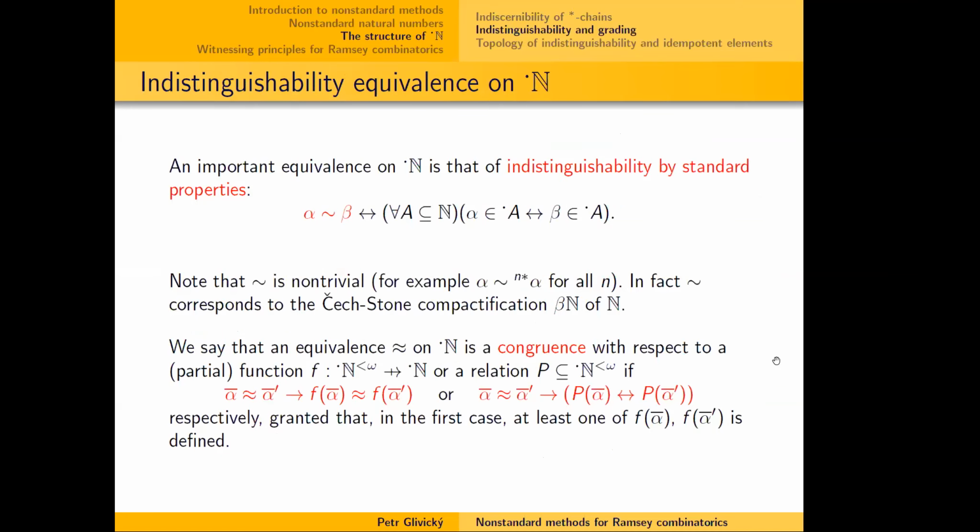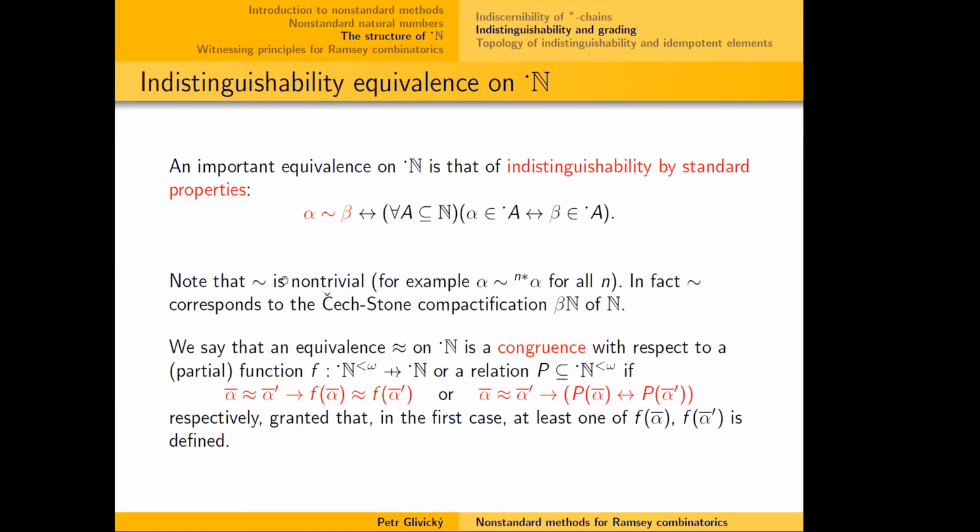So the first thing which we will need to know is actually something about not indiscernibility, but indistinguishability. And indistinguishability in this sense is just an equivalence relation on *n. Two elements, alpha and beta, are said to be indistinguishable by standard properties if for any subset of n, one of them is in the star extension of the set if and only if the other is. So they are not distinguishable by the subsets of n. So that's the indistinguishability relation tilde. And this relation, of course, is non-trivial.